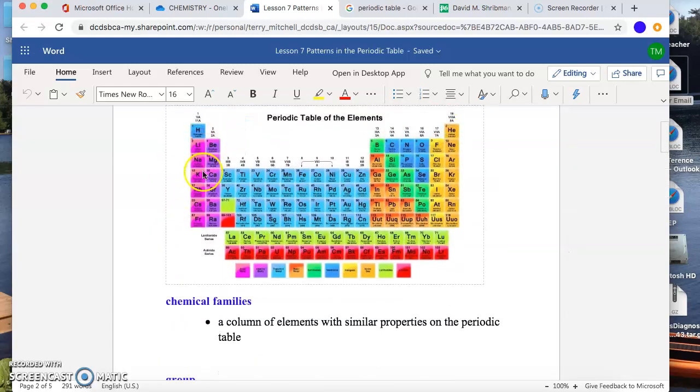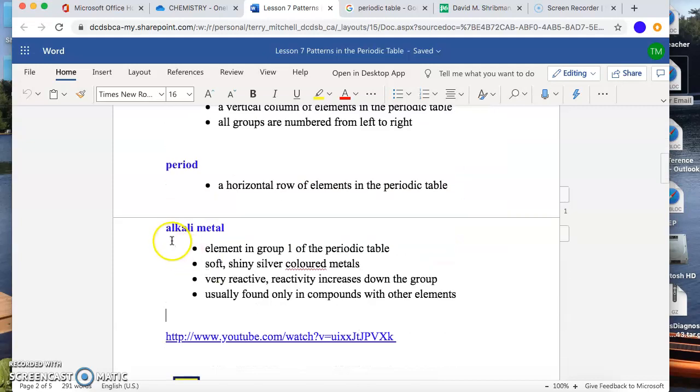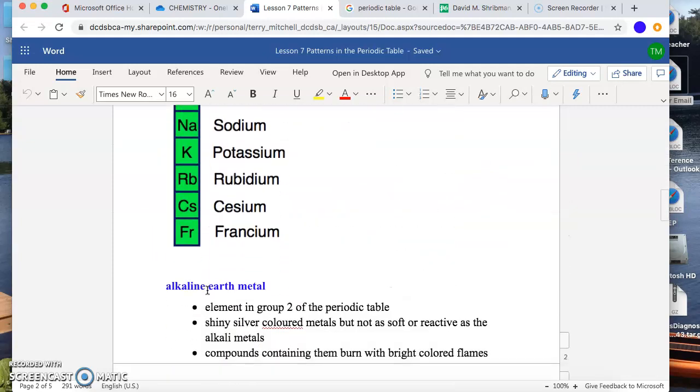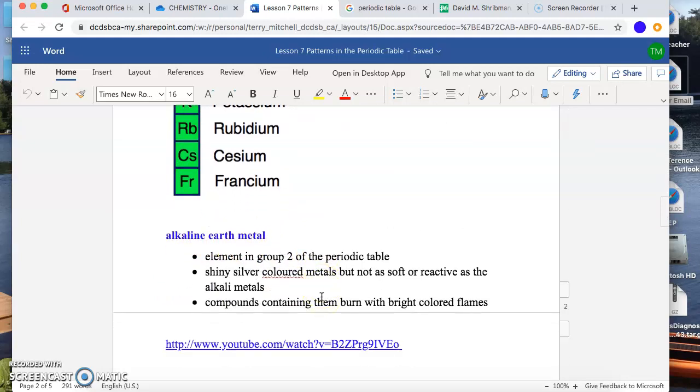Our second family, this purple one here, this is our alkaline earth metals. So the first family was alkali. Second family is alkaline earth metals. And like their neighbors, they are shiny and silver, but they're not as soft. Can't cut these with a butter knife. But they are very reactive, but not as reactive as the alkali metals. And they're kind of neat.